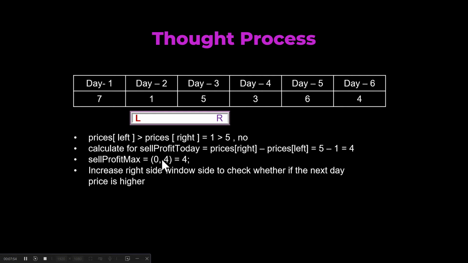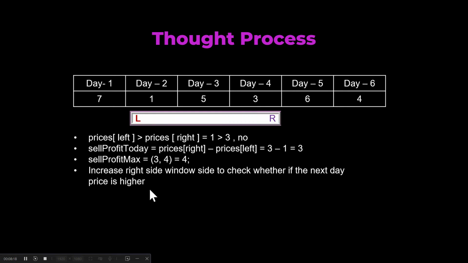And then after we finish that, we will increase the size of the window only on the right side, because we know that the stock price could be increasing or it could be decreasing. If it is increasing, then we want to check whether we can get a higher value the next day. Because of that, we increase the right side of the window. So that is what we did here.